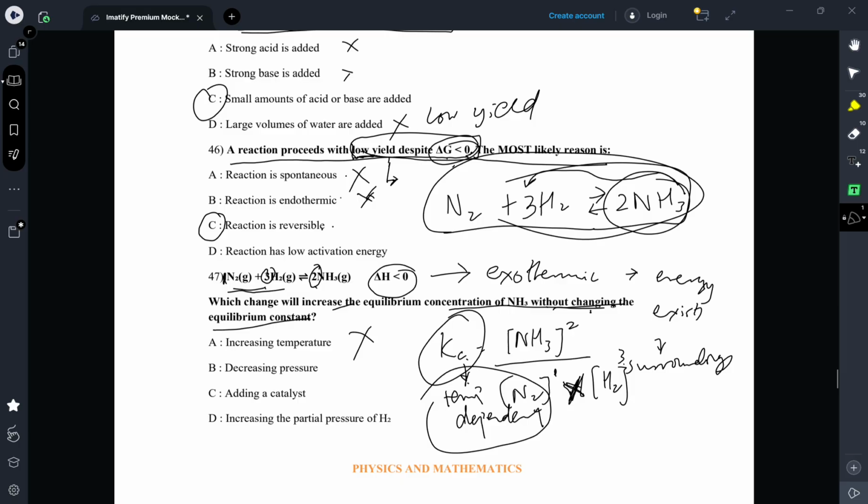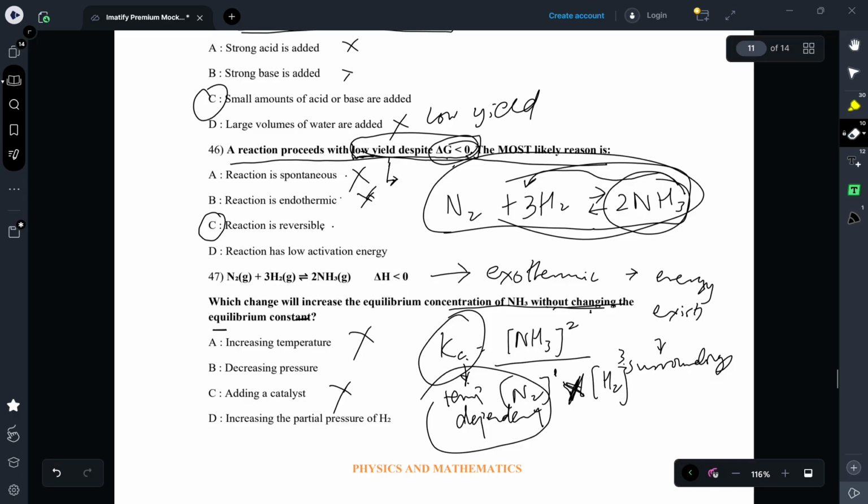Now the next, adding a catalyst, no, this one is also wrong because, as I told you before, adding a catalyst speeds the rate of reaction, but it has no effect on the yield of reaction. It will not favor the right reaction or the left reaction. It will just increase the rate of reaction. Okay, decrease in pressure. Now, let me make this clear.